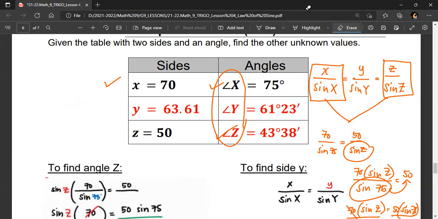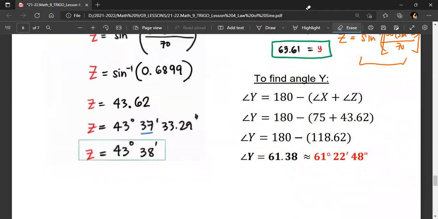Now, before we compute the side Y, we first have to compute the angle Y. To compute the angle Y, we have the relationship that angle X added to angle Y added to angle Z is equal to 180 degrees. If we substitute the givens, we have angle X as 75, angle Y is missing since we don't know it yet, plus the computed value of our Z.